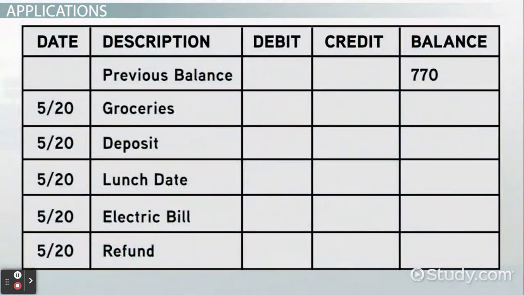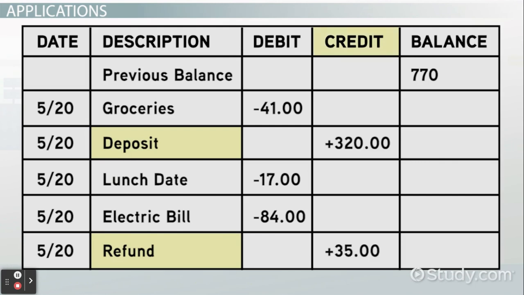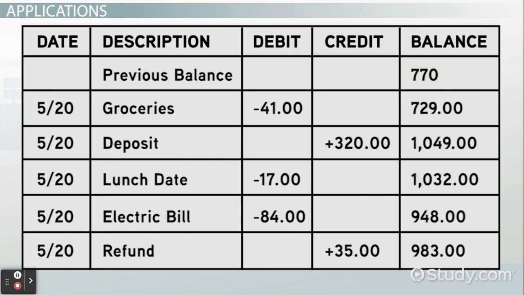Based on Sarah's list of errands, which errands do you think are credits and which do you think are debits? Well, grocery shopping, lunch, and the electricity payment all take away from the checking account, so these would be debits, and we would record them as minus 41, minus 17, and minus 84 respectively. The deposit and the refund add to the checking account, so these would be credits, and we record them as 320 and 35 respectively. Therefore, to balance Sarah's checkbook, we add the credits and subtract the debits from the previous balance. Ta-da! We can see that Sarah's new balance is $983.